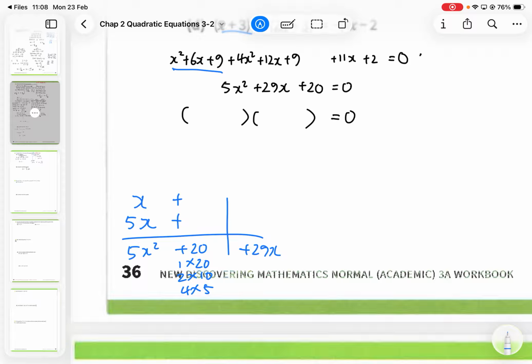So what are the possibilities here? 1 times 20. If I have 1 times 20, no matter how I put, I cannot put 20 here. 20 times 5 is already 100. If I put 20 here, 20 plus 1 add together 25 only. So cannot be 1 times 20. Can it be 2 times 10? 10 put here is 50 already. Cannot. If 2 put here, 2 plus 10 also cannot get 29.